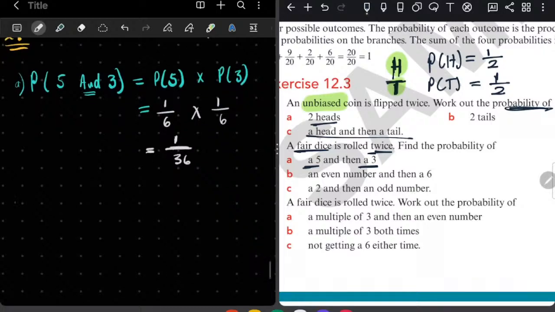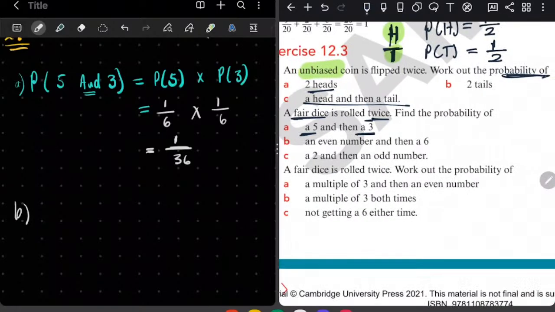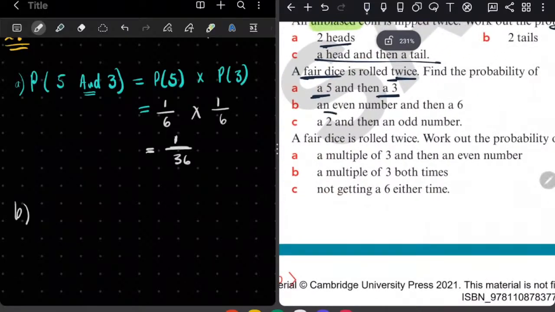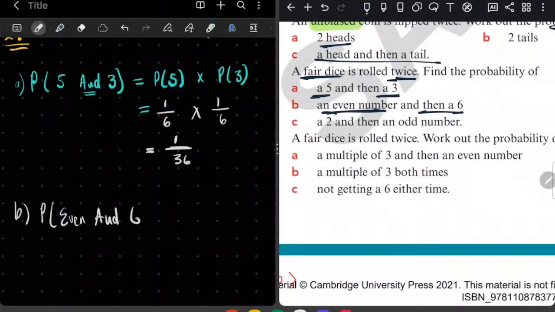Now let's do part B. They say find the probability that you get an even number and then a 6. So probability of even and 6. How many even numbers do we have? The faces are 1, 2, 3, 4, 5, and 6, right? Which ones are the even numbers here, class? Yes, well done. 2, 4, 6.